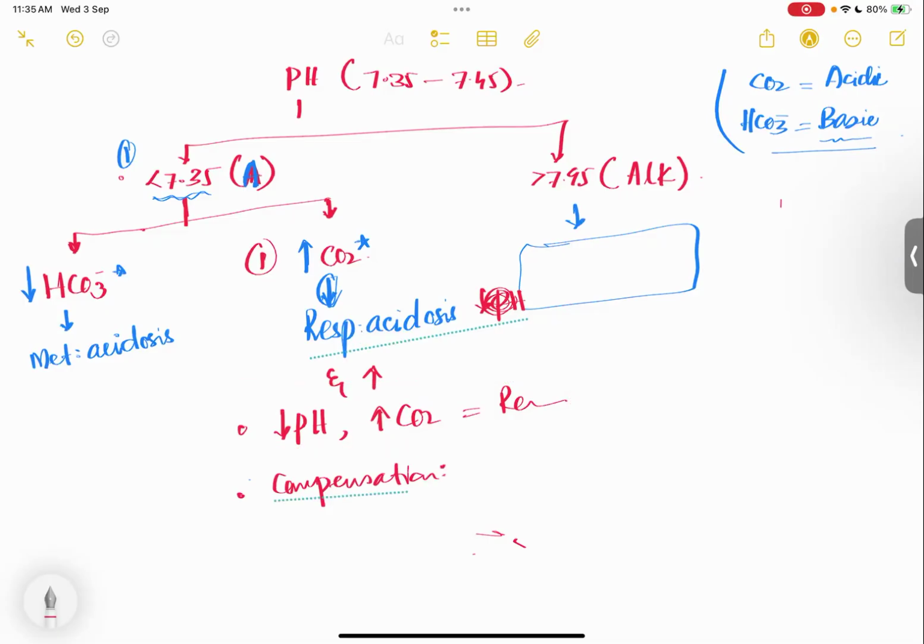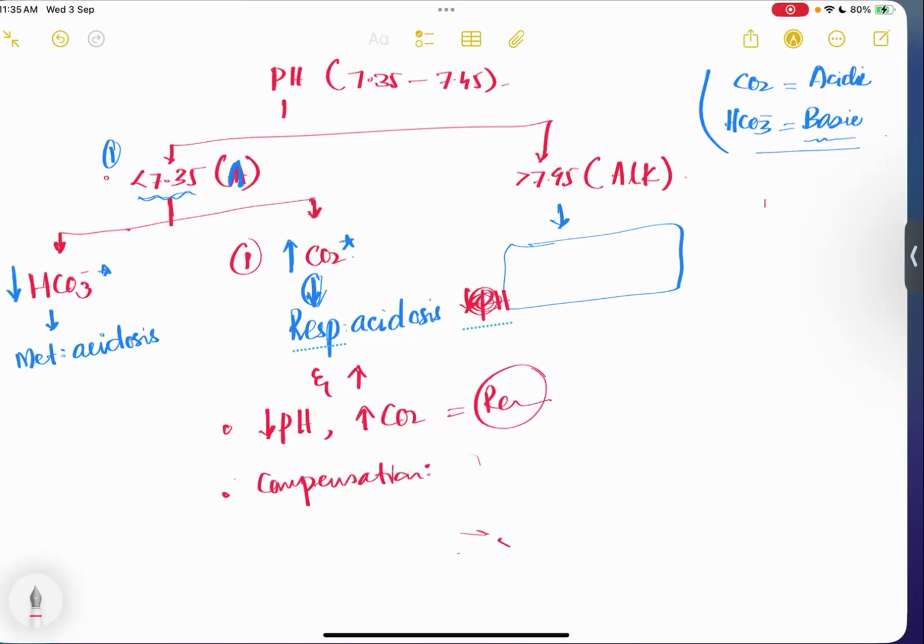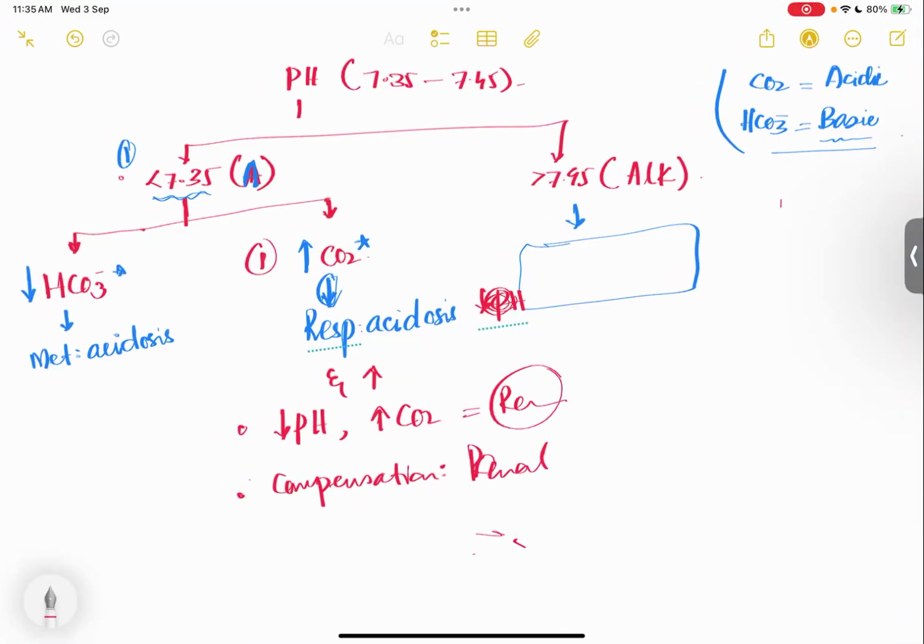Now tell me what will be the compensation if the problem is metabolic acidosis. It will be renal. The compensation will be renal, okay? And how will the kidneys compensate? They will reabsorb bicarbonate. The concept over here is very simple. We have acidosis going on, and we want to neutralize it. I have told you bicarb is basic, so it will increase bicarbonate, okay? It is very easy.